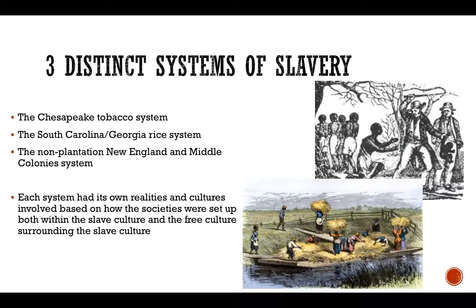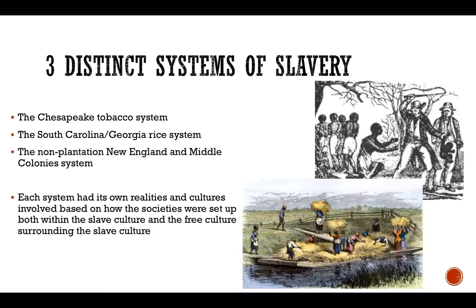There were 3 distinct systems of slavery once these people arrived to what is now the United States. So if they were to survive this shipment from Africa to what is now the United States, they would be siphoned off into these different categories based on regions. So you have the Chesapeake tobacco system, you have the South Carolina and Georgia rice system, and you have the non-plantation style New England and Middle Colony system.